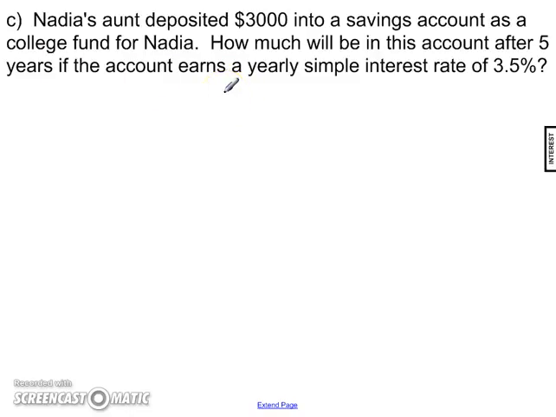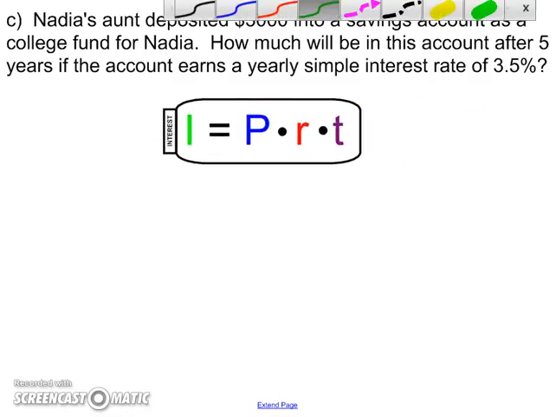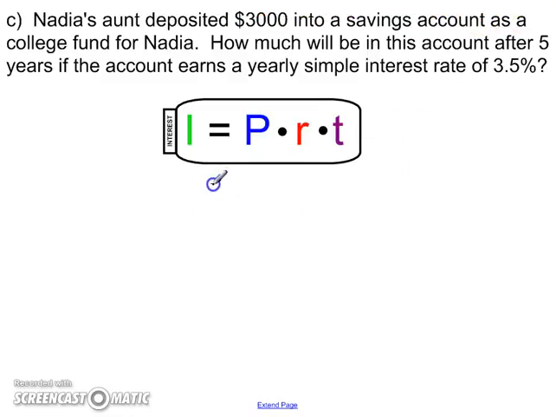Nadia's aunt deposited $3,000 into a savings account as a college fund for Nadia. How much will be in this account after 5 years if the account earns a yearly simple interest rate of 3.5%? So, okay, let's pull out my formula here and put in the information that I have. She deposited $3,000. Well, that sounds like principal to me. All right, so $3,000 will go in there.